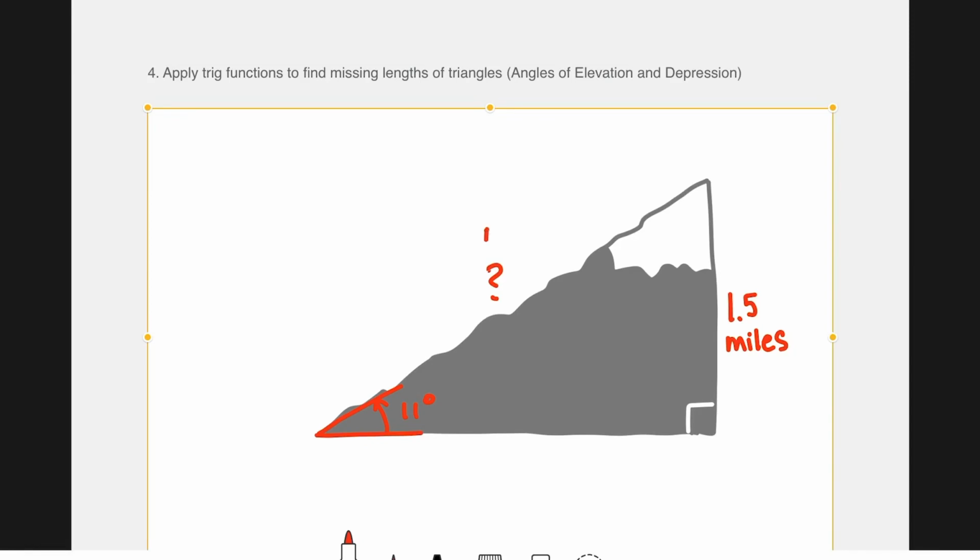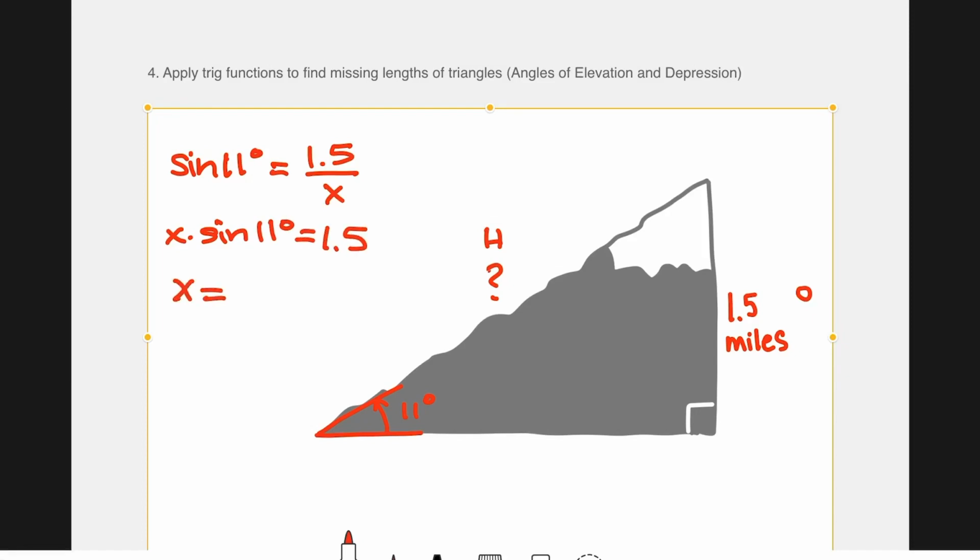So I'm hoping to find the hypotenuse from my 11 degrees. I know the opposite side, so this would be a setup for sine. Sine of 11 degrees would be the 1.5 over, and I'll call it x. And then to solve this one, I would sort of cross multiply and multiply that x over.